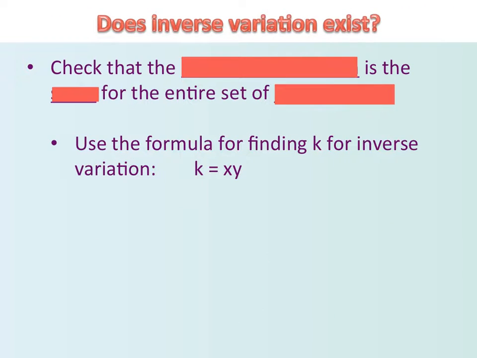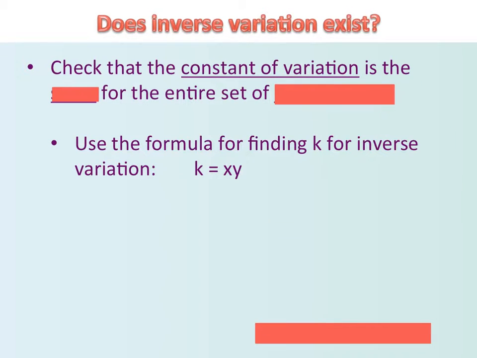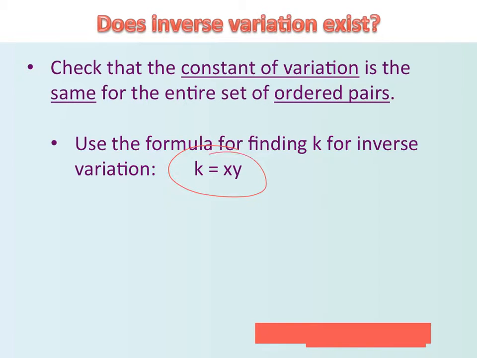Determining if inverse variation exists is similar to direct variation, but you're going to check that the constant of variation, which is your variable k, is the same for the entire set of ordered pairs. But the way we check it is, instead of doing y divided by x, we have to use our formula for k for inverse variation, which is just multiplying x and y.